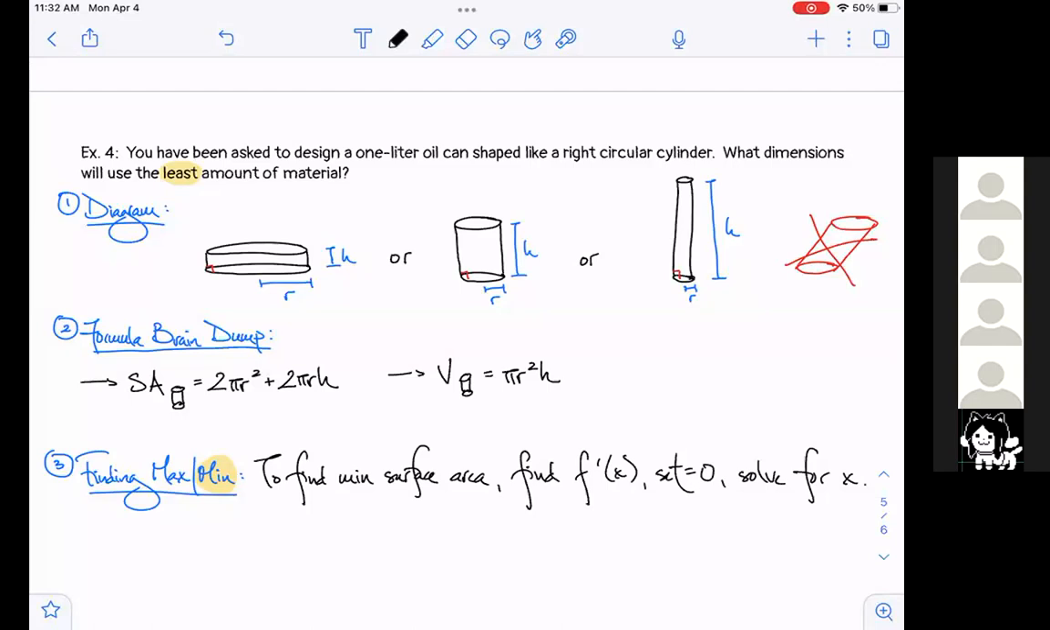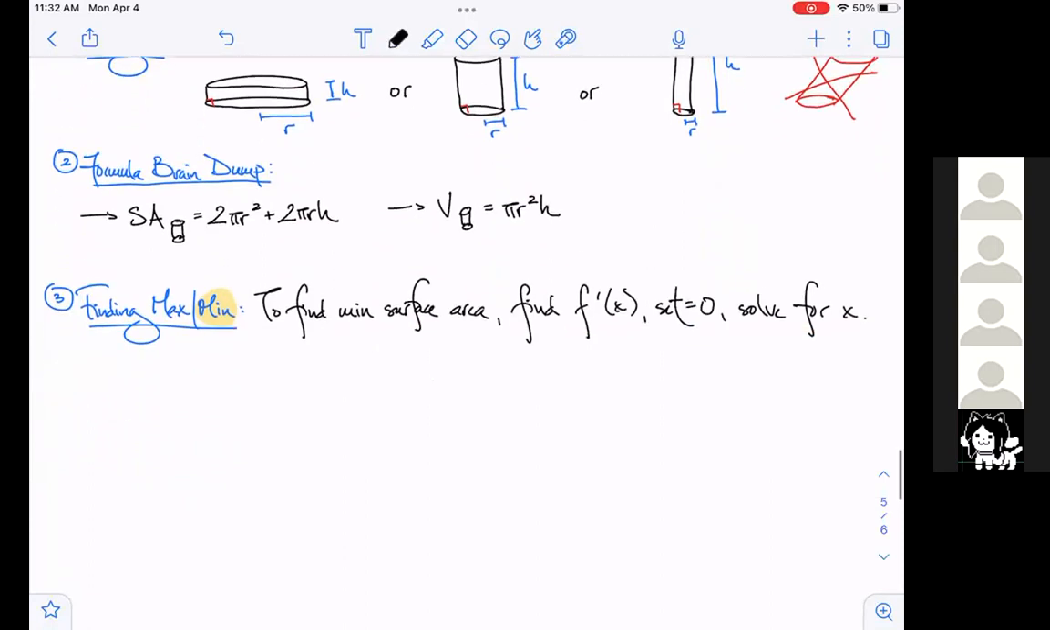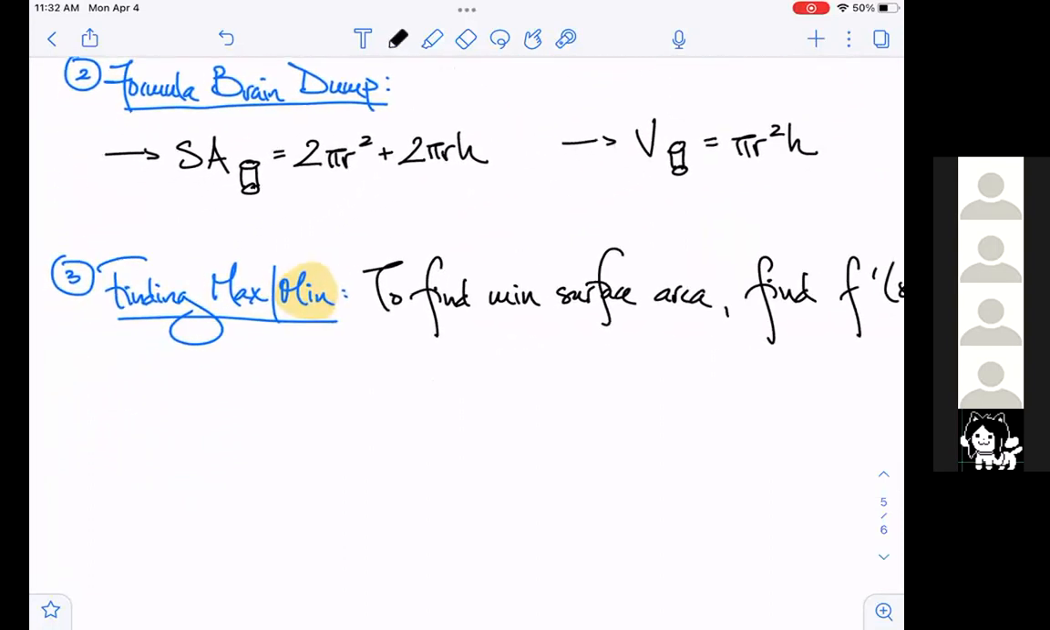All right, so let's take a look at one last thing, and that is let's set up our surface area. The surface area is the thing we want to take the derivative of, set equal to 0, and solve for x. So let's grab our surface area equation. We know that the surface area is 2 circles plus 1 rectangle, so 2 pi r squared plus 2 pi r h.